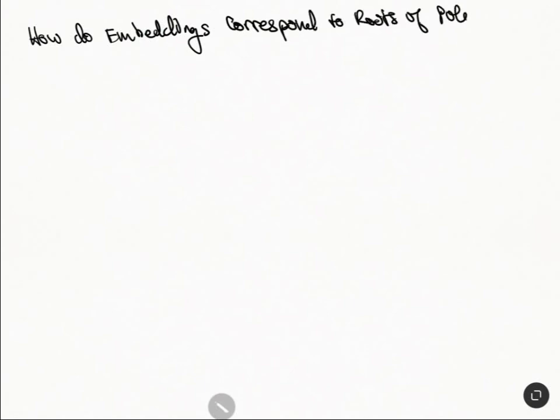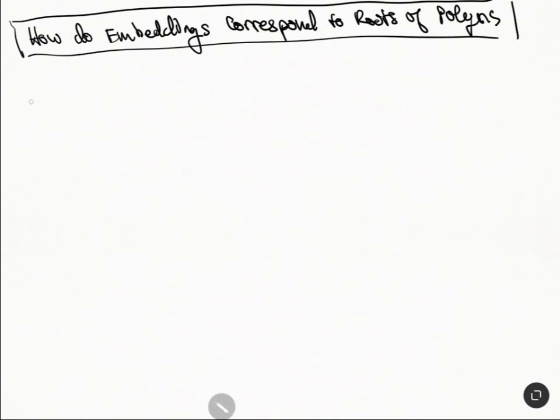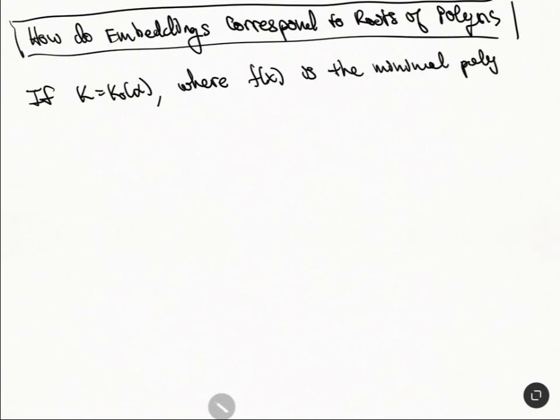Okay, so there's another correspondence that I want to talk about, for primitive extensions: embeddings and roots. How do embeddings correspond to roots of polynomials? I'm going to use this later. So let's say k is equal to k0 adjoin alpha, where we're writing it as a primitive extension, where f of x is the minimal polynomial of alpha, then we have the following.